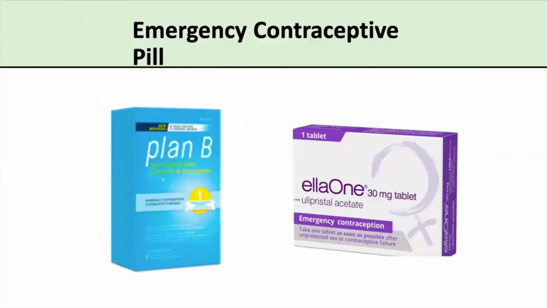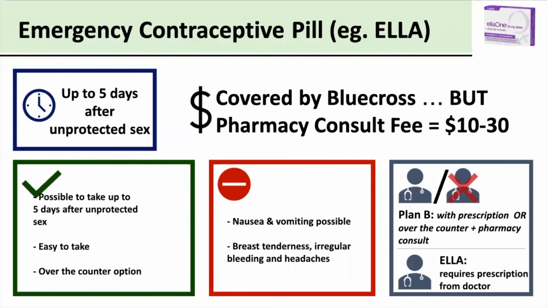And now we are going to discuss emergency contraception, often referred to as Plan B or ELA1. So did you know that you can get emergency contraception from your local pharmacy without a prescription? Let me explain. So there are two main brands of emergency contraceptive pills. The first one is Plan B, which you can get with a prescription, or you can just show up to your pharmacy and ask for it over the counter, and the pharmacist will give it to you. The second one is ELA1, and ELA1 does require a prescription from your doctor.